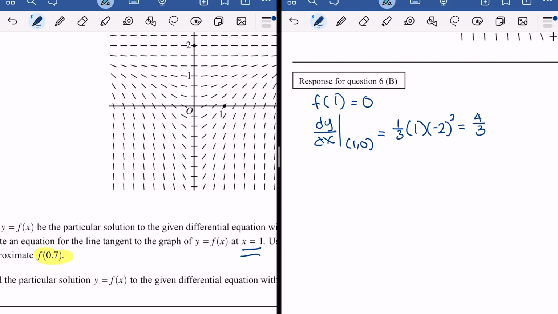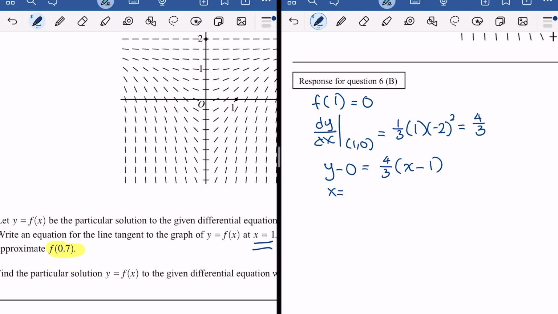Now, when we do the equation of the tangent line, we have y minus y1 equals the slope 4/3, the derivative, multiplied by x minus x1. Using that to approximate f(0.7), which means x is 0.7. So y will be 4/3 times (0.7 minus 1). That's not the final answer because we need to tell the AP grader what y is, and in our case, y is f(0.7).